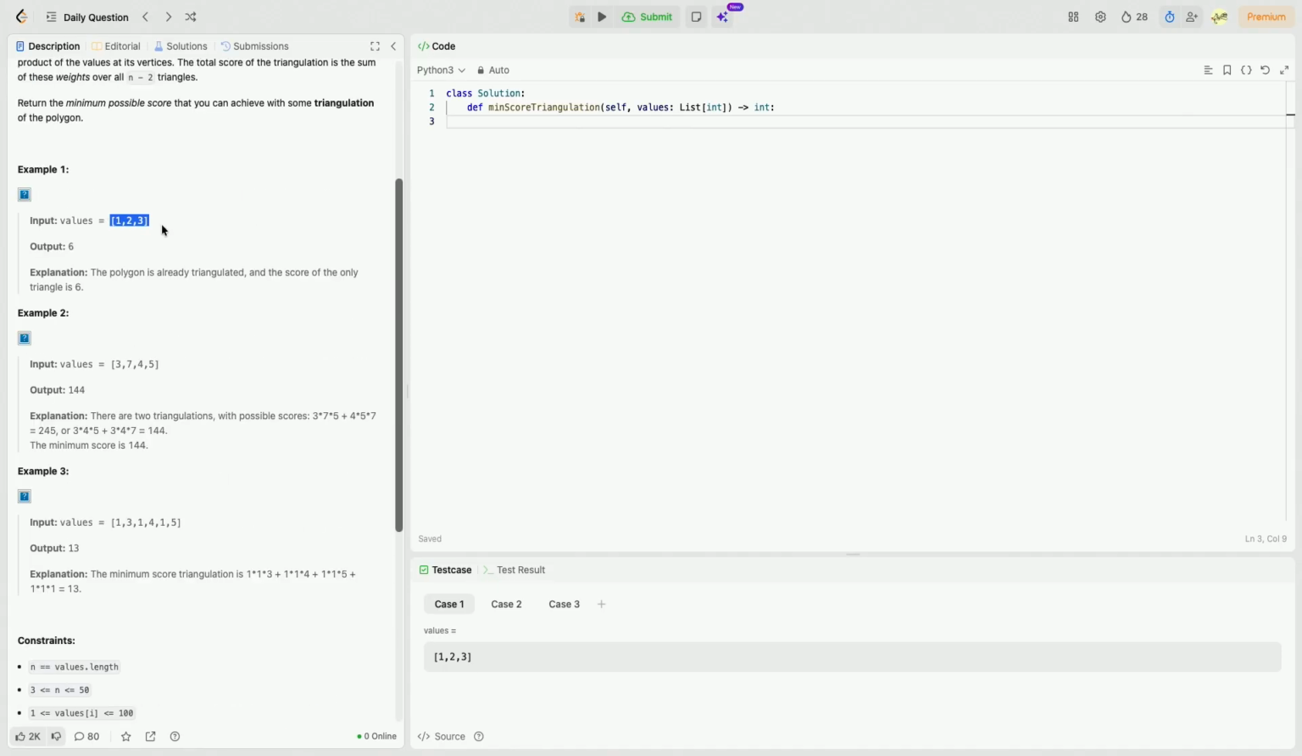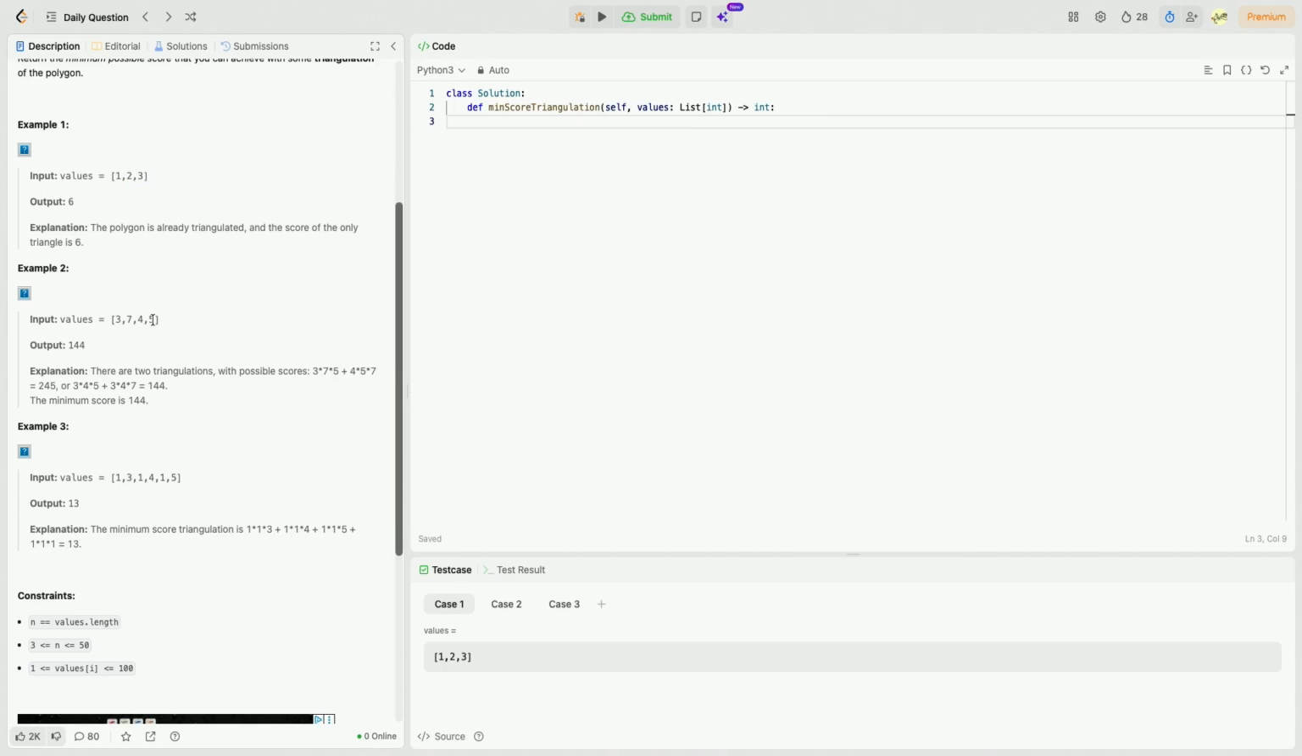First one, 3 vertices, output 6. The polygon is already triangulated because we cannot create smaller triangles from 3 points. And the score of the only triangle is 6, the product of 1, 2, and 3. Cool. Example 2. Now we have 4 values. There are 2 triangulations with possible scores. Let's try to come up with that ourselves.